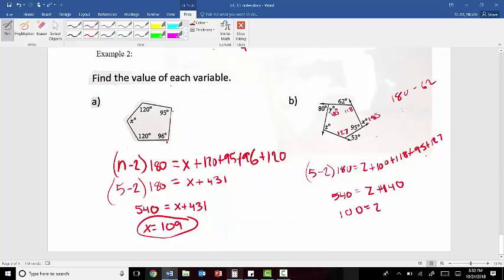Alright, so when you combine like terms, you should have got 440 and subtract that from both sides, and we get Z equals 100. So now you got X, Y, and Z, so we're done.